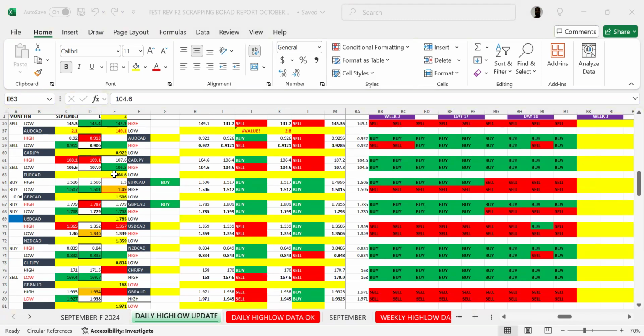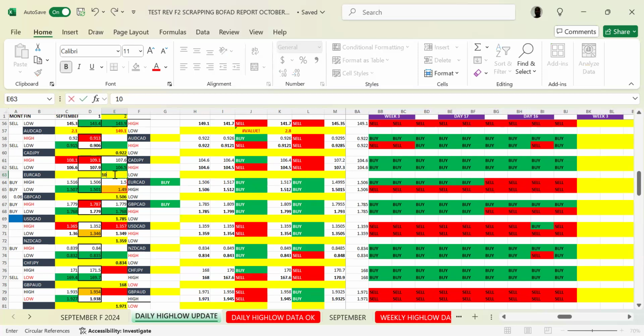So the next product is card JPY. We have 4 moves. So the first move is 106.4. So at 106.4, you can see that it's telling us currently that it is a buy.